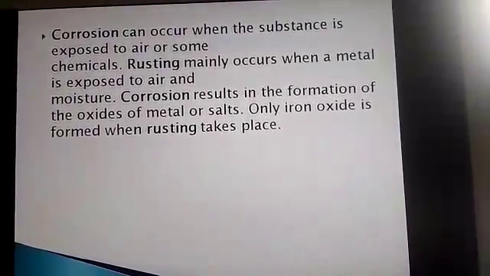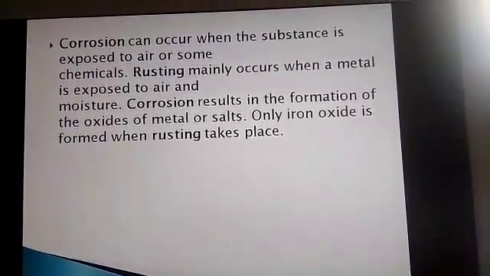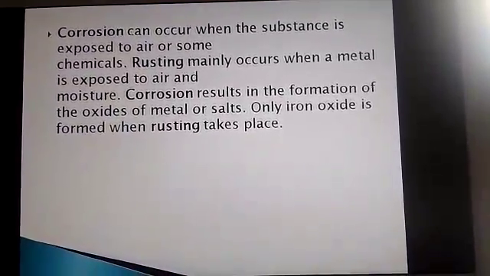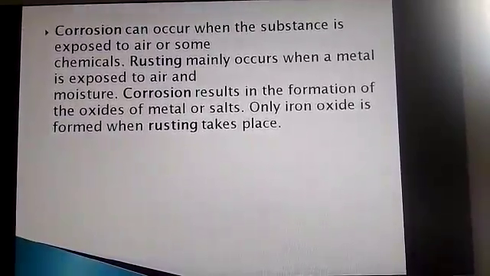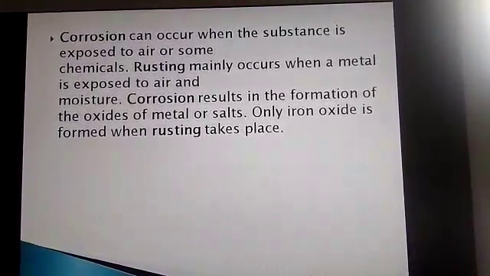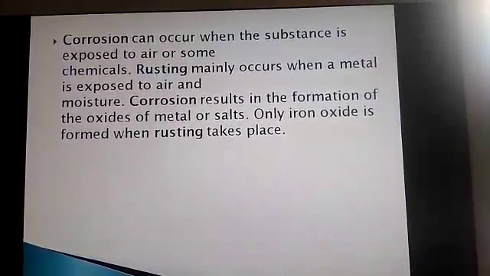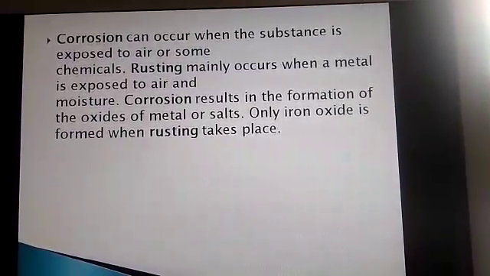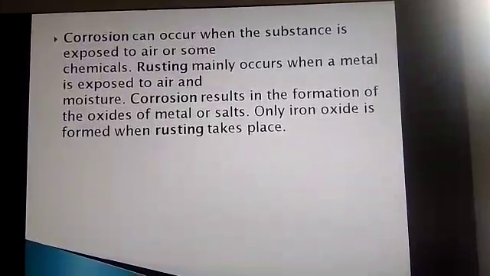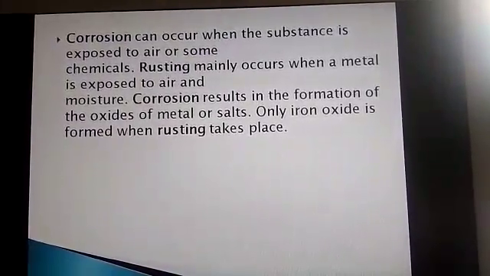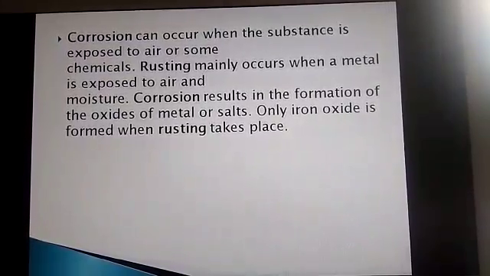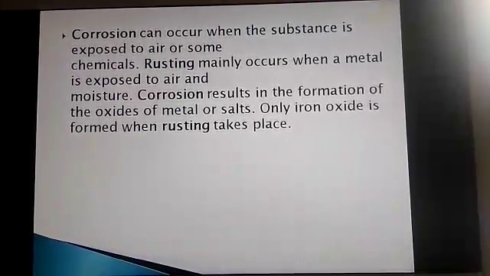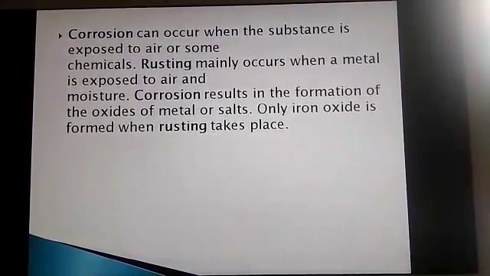See, corrosion can occur when a substance is exposed to air or some chemicals. This is the difference between rusting and corrosion. So why does it take place? Let's see what it is. What is corrosion? Corrosion can occur when the substance is exposed to air or some chemicals. Rusting mainly occurs when a metal is exposed to air and moisture. Corrosion results in the formation of oxides of metals or salts. Only iron oxide is formed when rusting takes place.